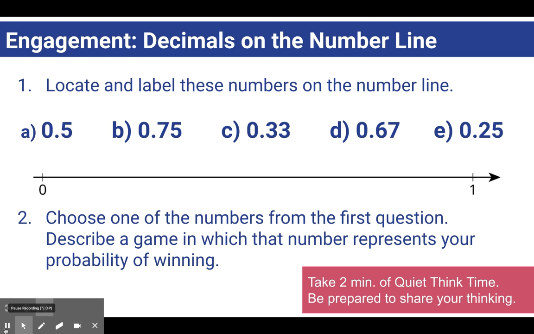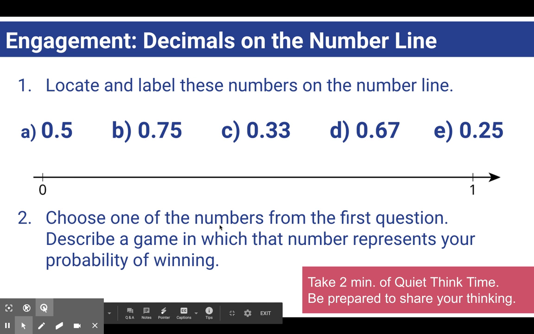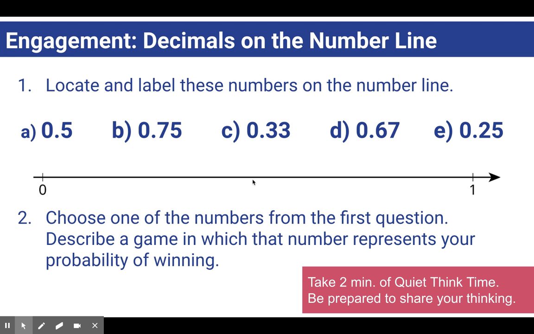All right, so to put these in order, I'm going to read the letter choices. You should have had E, which was 0.25. Then you should have had C, which is 0.33. Then you should have had A, which is 0.5. That should have been halfway through your number line. Then you should have had D, 0.67. And last but not least, you should have had B, which was 0.75.